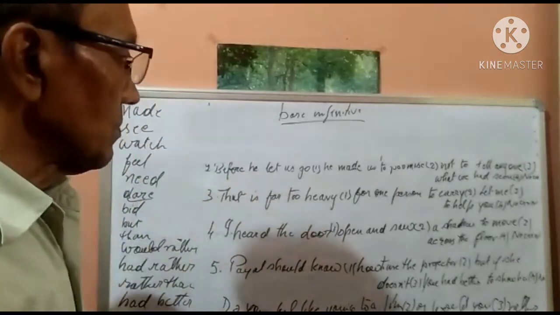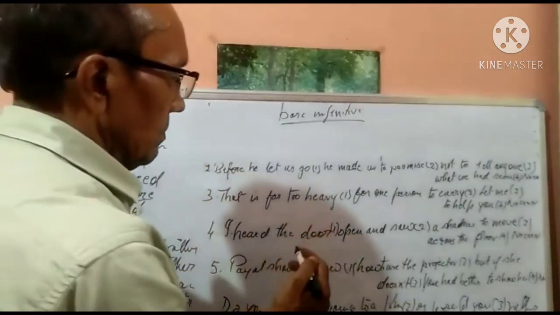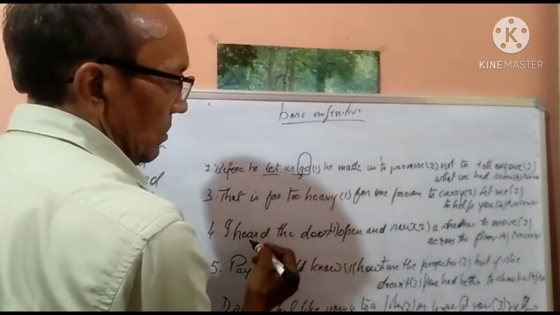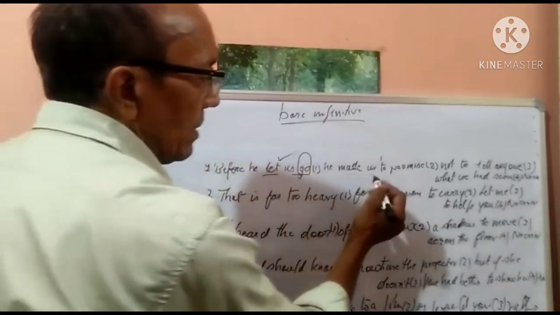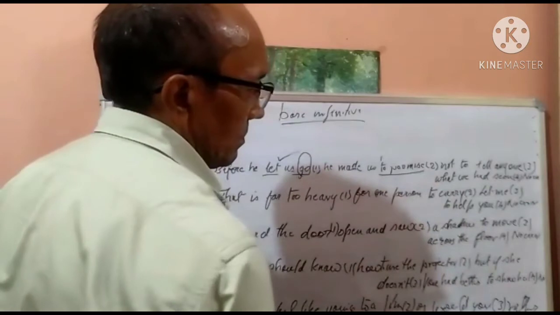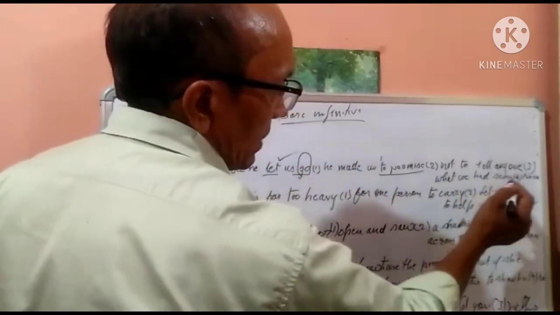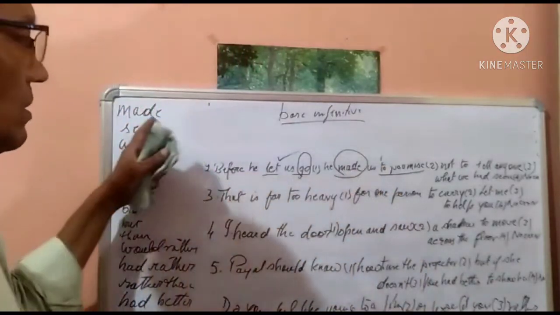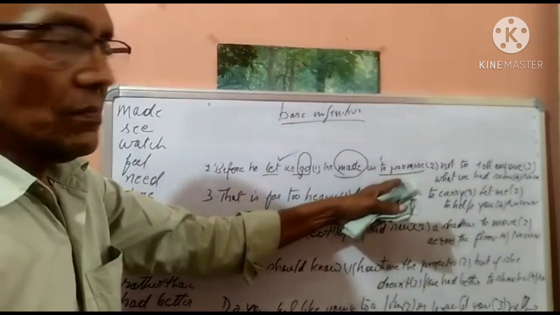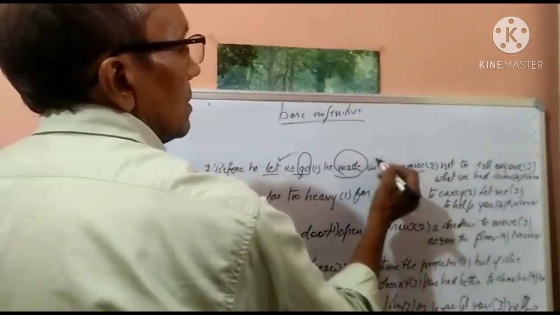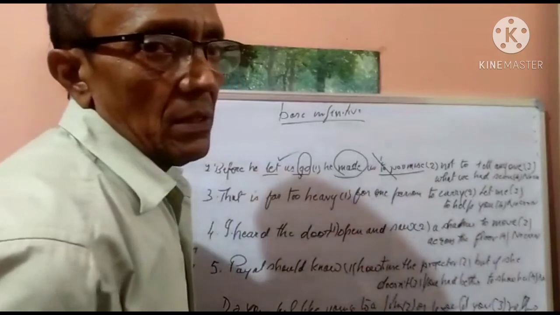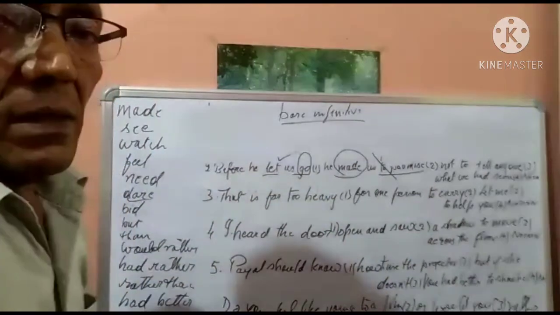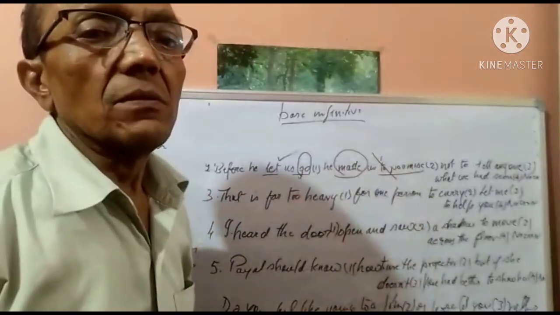Now I'll let you know. Before he let us go, again here with let I am using bare infinitive, so it is correct. He made us to promise not to tell anyone what we had seen. Now, made is the verb which I have told you. With made, we use bare infinitive. That means this is a mistake. It should not be to promise. To promise is incorrect, it should be he made us promise. So this is the mistake in this sentence.